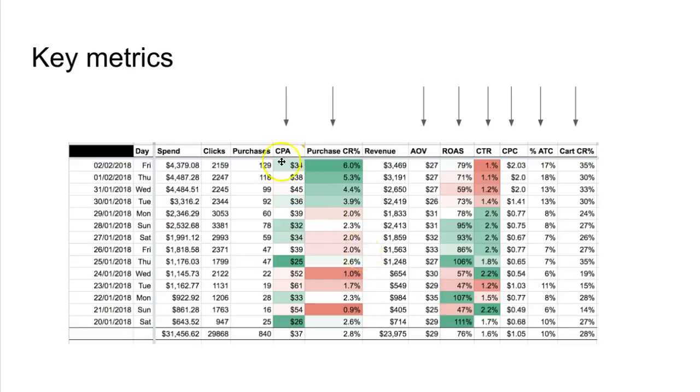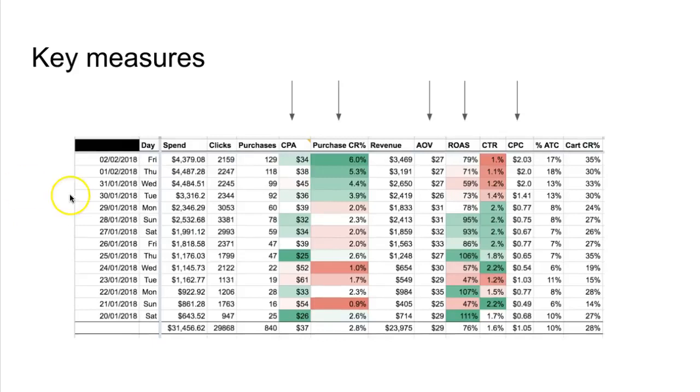Now, when I'm looking at the key metrics, I've arrowed here the key ones that I'm looking at: CPA, purchase conversion rate, AOV, etc. However, the top metrics that I would be looking at day to day are CPA, purchase conversion rate, AOV, ROAS, and CPC. They're the five biggest things that will influence my decision on whether I need to go in and change something or whether I sit on my hands and just wait it out.